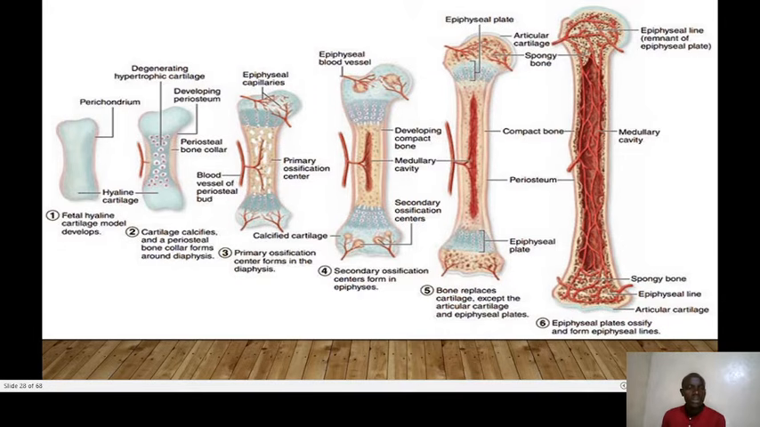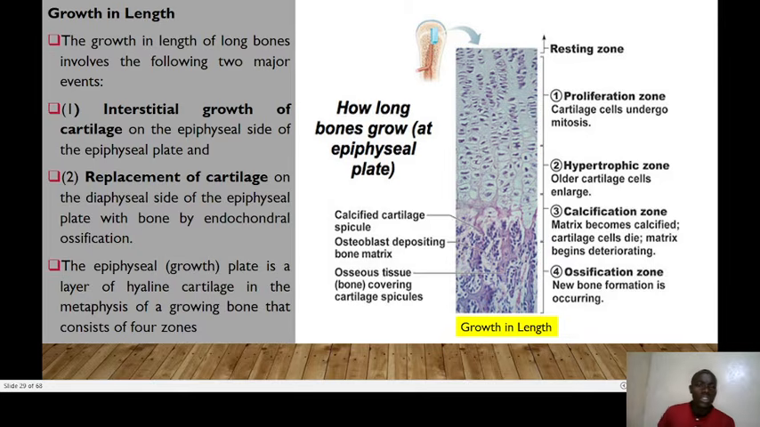So we can compare intramembranous ossification and endochondral ossification. Growth in length of the long bones involves the following major events. We have interstitial growth of the cartilage on the epiphyseal side of the epiphyseal plate and replacement of the cartilage on the diaphyseal side of the epiphyseal plate with bone by endochondral ossification.